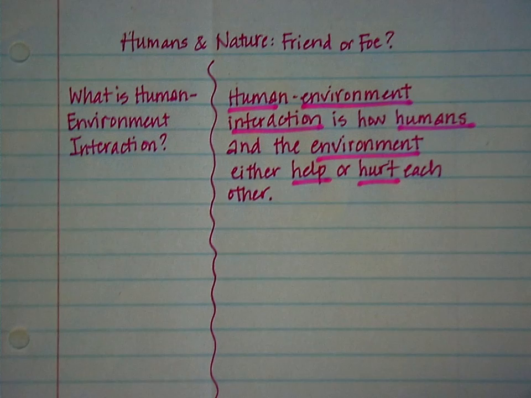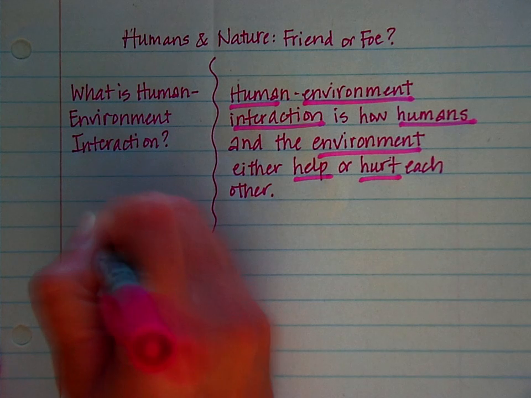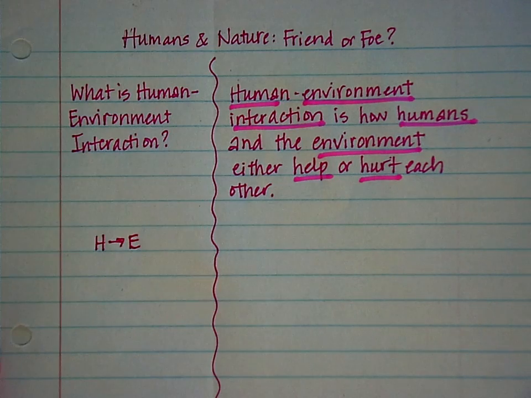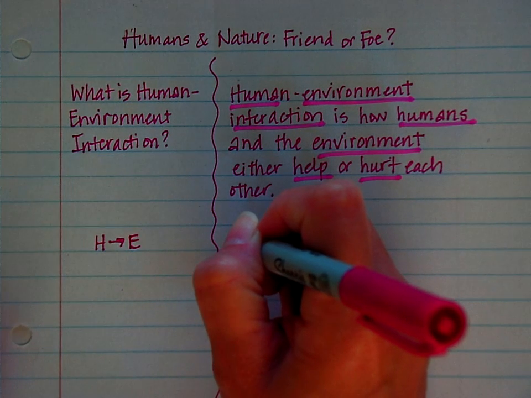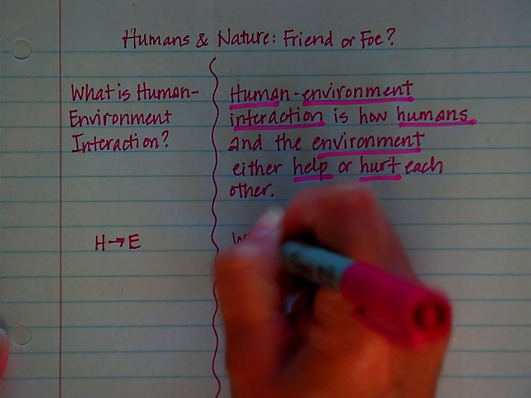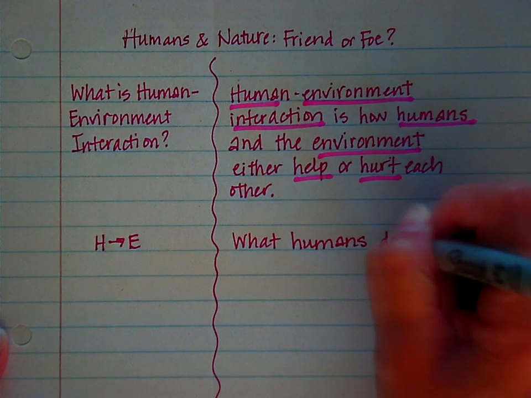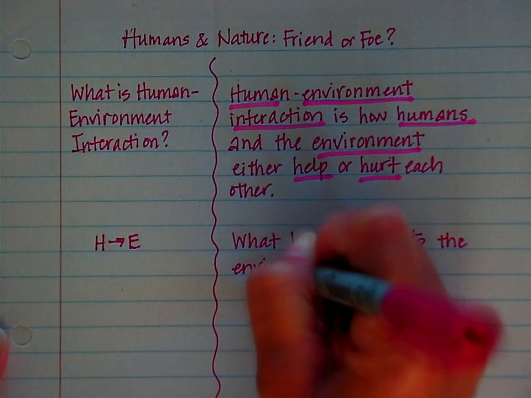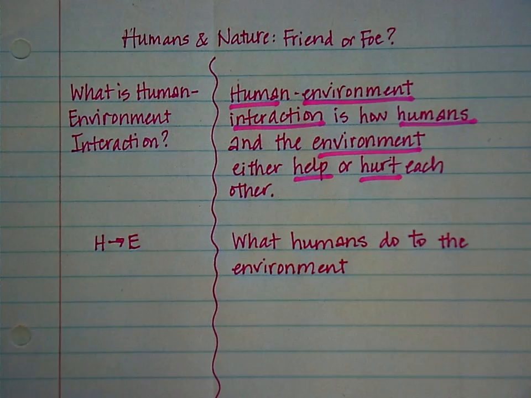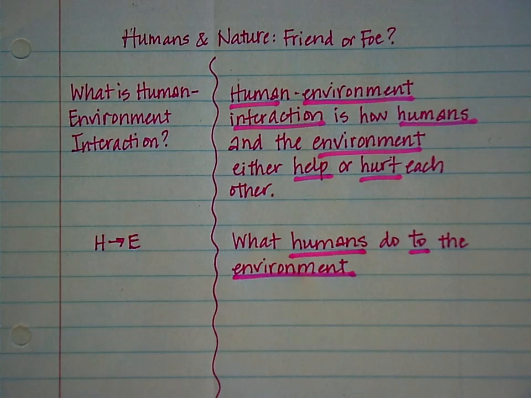Now in this class, I do like to use abbreviations when we take notes. So on the left-hand side, I need you guys to write H with an arrow pointing towards an E. And I actually like to call that H to E. And when you see that abbreviation, what it means is what humans do to the environment. Let's go ahead and take our highlighter and highlight some keywords here. We're talking about humans to environment. That's the H to E part.